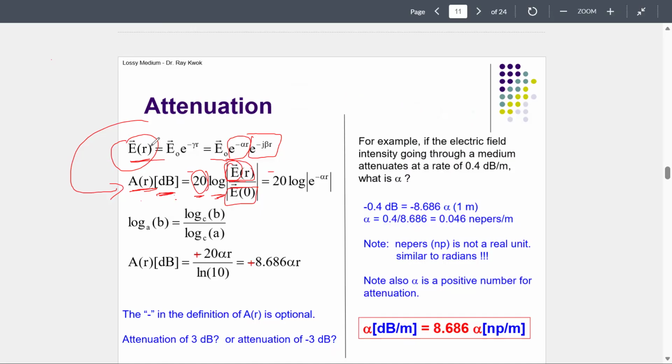So what is the magnitude of the electric field at some distance r? I have a constant, so we cancel it from the top and bottom. So I only have e to the alpha r, and when r is equal to 0, that becomes 1. And this is the phase. What's the amplitude of the phase?